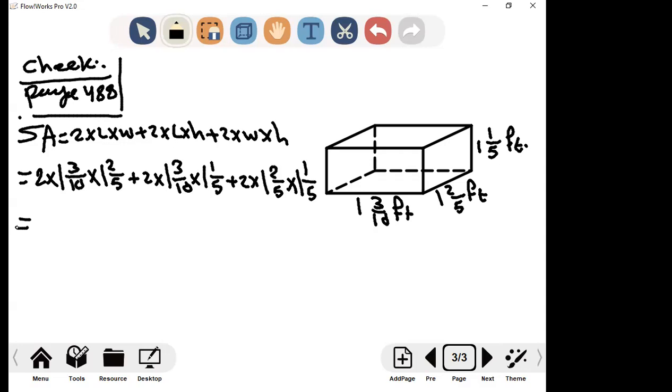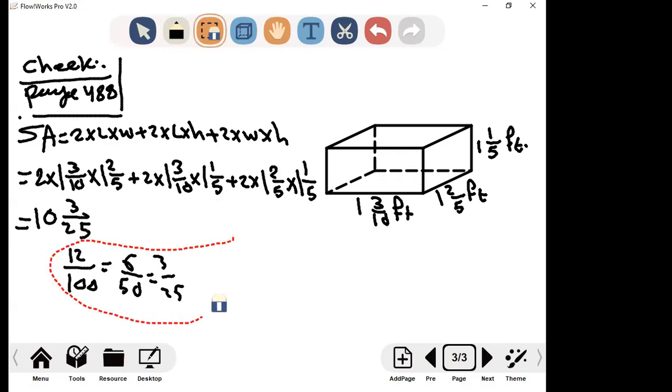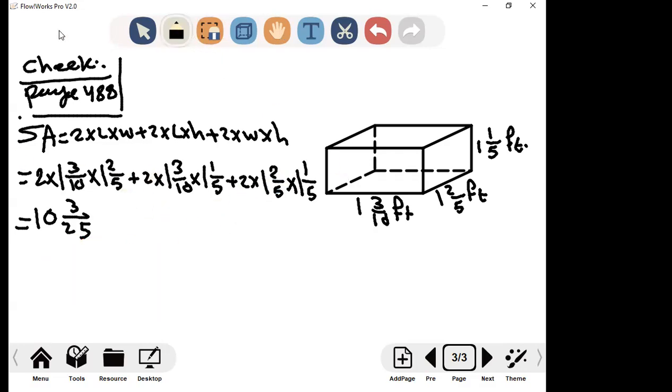The answer will be 10.12, which means 10 and 12/100, which is 6/50, which is 3/25. So 10 and 3/25, because they want the answer in mixed numbers. So in these questions, for sure you can use your calculator. What's the unit? It is area, so the unit is squared.